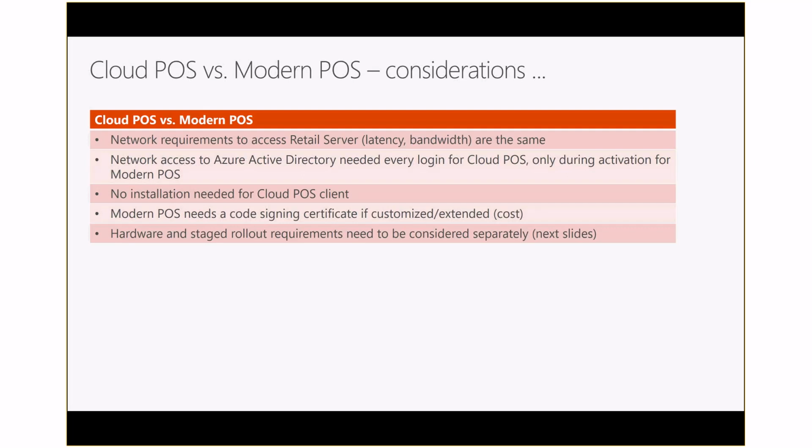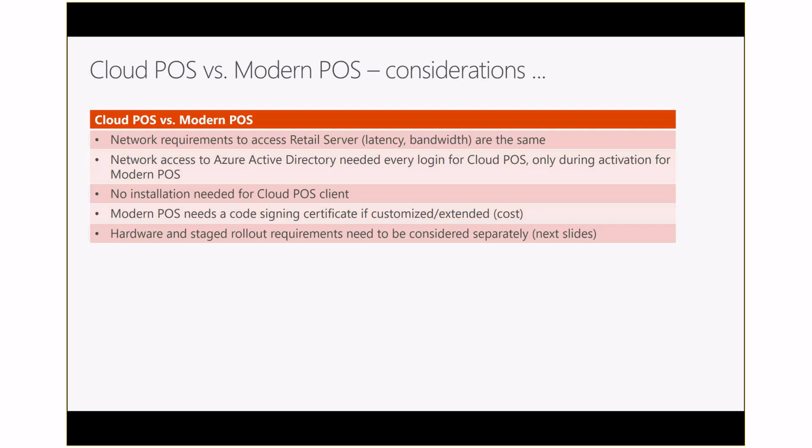Modern POS also requires a code signing certificate if any type of customization or extension has been performed by the partner or ISV. The reason is that the only Modern POS package that Microsoft ships uncustomized already has a valid code signing certificate. Some people might have seen this: if you play with customizations, make a change, recompile Modern POS and install it, you will get a warning about the signing certificate not being trusted.